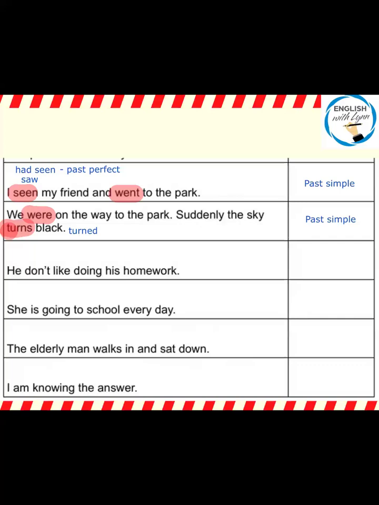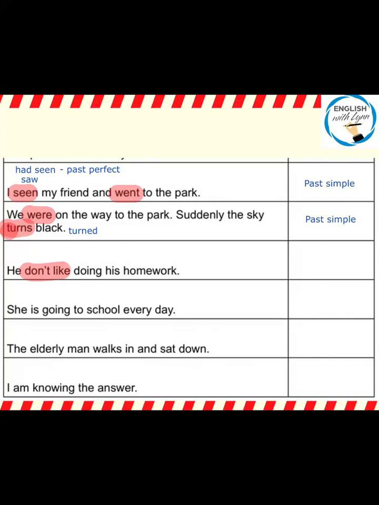Now, the next bit, look at the way the contraction is structured, and I see this a lot within writing. "He don't like. He don't like." Does that sound right? So think about the contraction. You don't say "he do not like," because that is what you would say for I. "I do not like doing my homework."